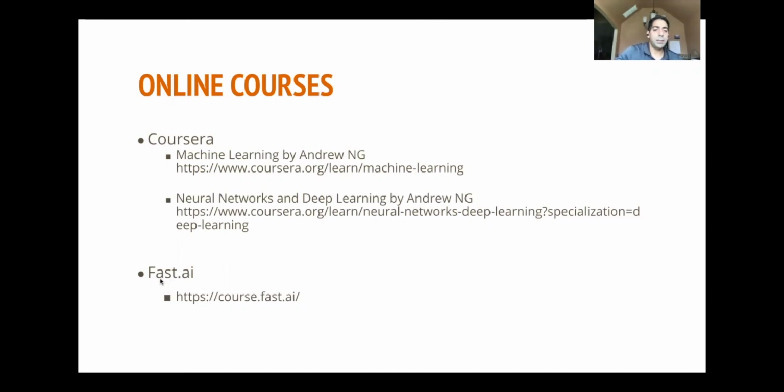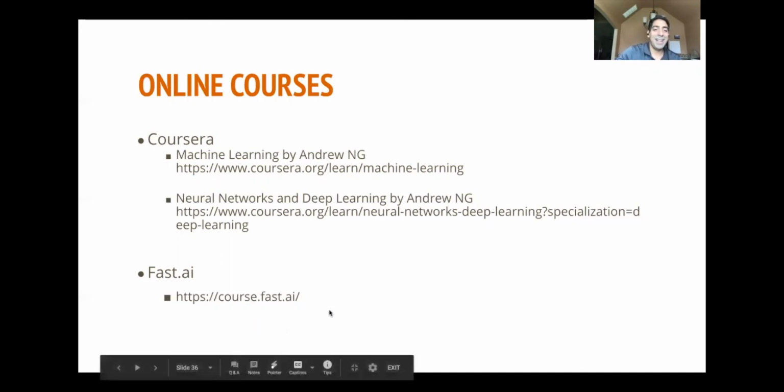Fast AI is also a really good course, and they took the opposite approach. Instead of bottom-up, you start top-down. Since there are already a lot of libraries that do most of the work for you, they just tell you, hey, use this library, do that, and then you're going to have something working magically. After you do that and you're happy with it, you start getting deeper and deeper. How does it work? What do you do, and stuff like that.